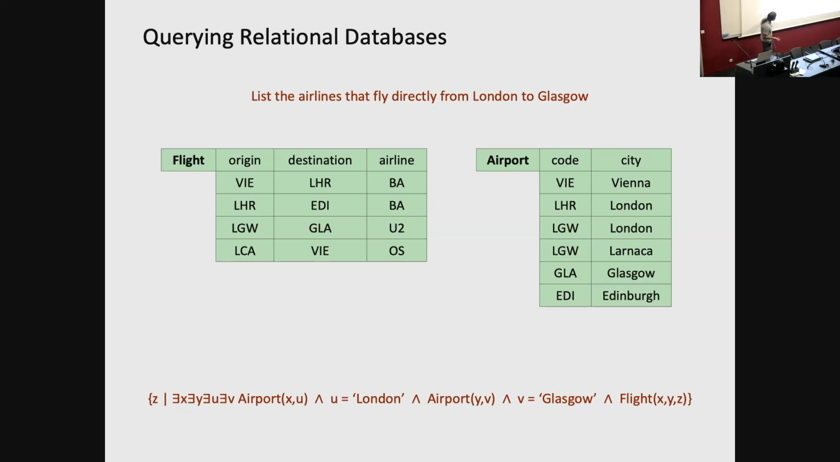So we have a witness, one may say, for X, which is LGW, and U is London, right? So we have a witness for X that satisfies the relational atom. We also have a witness for Y, which is GLA, and B is Glasgow, fine. So we have a witness for this relational atom.